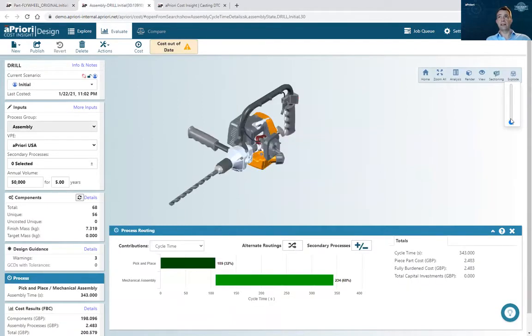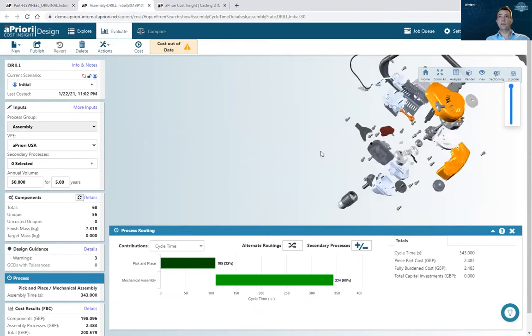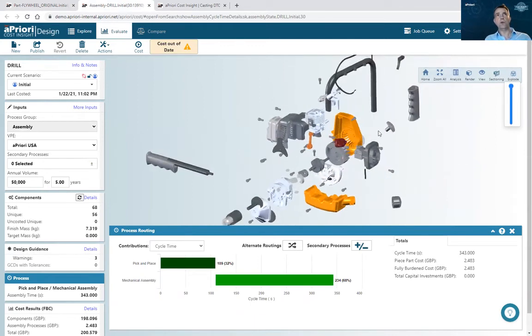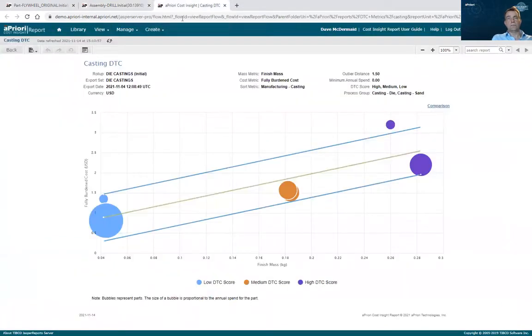But in a product like this, where we make entire drills, where of all these components are these issues? Where do we discover them? Well, aPriori is going to give us that through reporting. It's going to combine not just design for manufacture information, but cost into the equation, because cost is going to govern where the best opportunities lie.